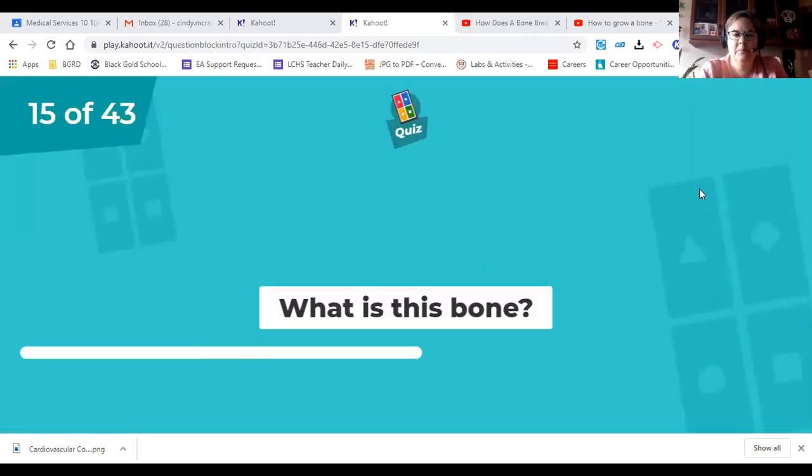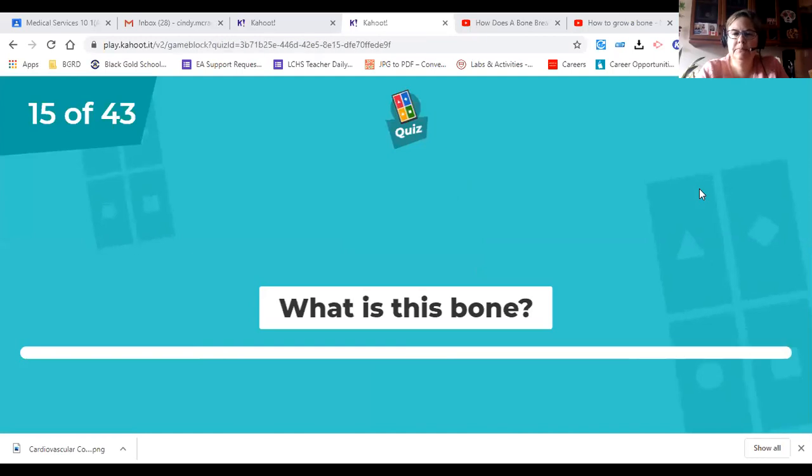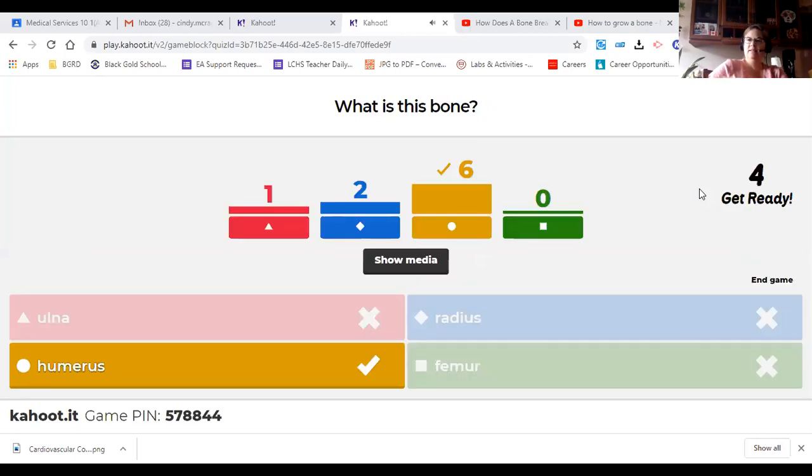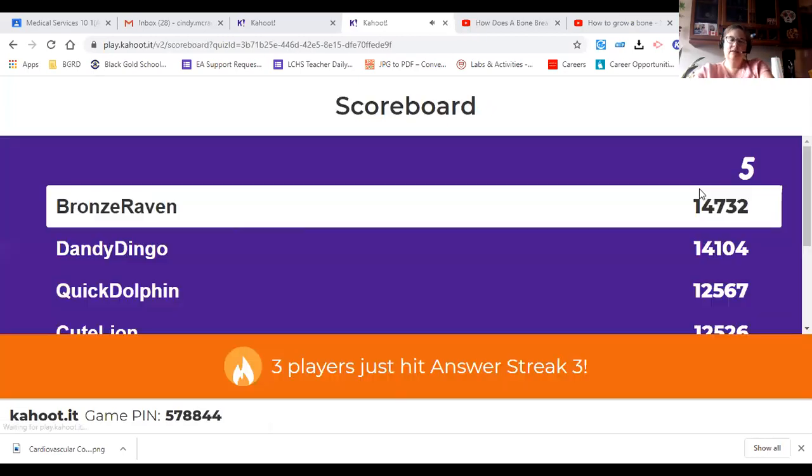Name that bone. Humerus. So our upper arm bone is called the humerus. Cute Lion up to 3rd position.